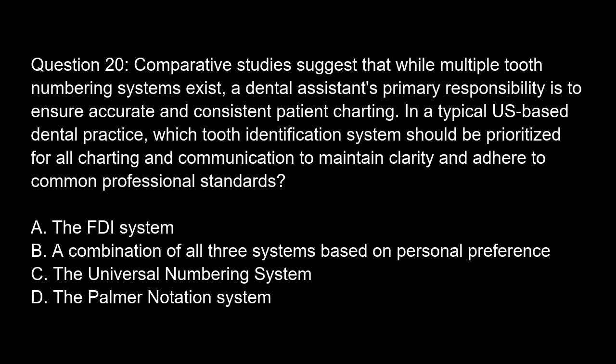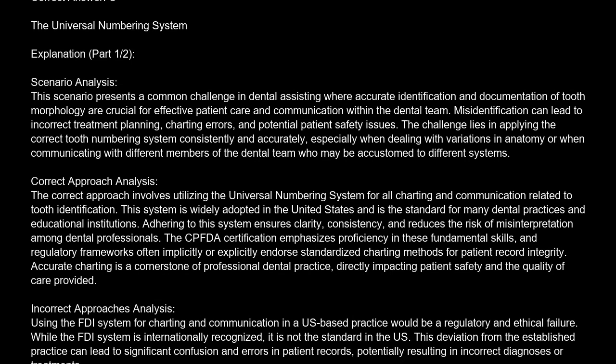Option A, the FDI system. Option B, a combination of all three systems based on personal preference. Option C, the universal numbering system. Option D, the Palmer notation system. The correct answer is C, the universal numbering system.